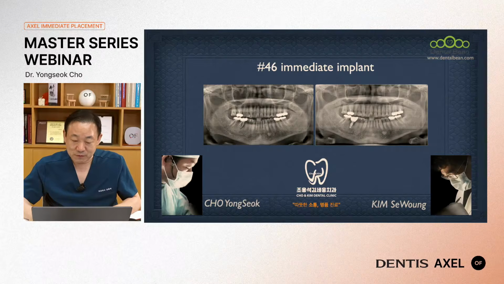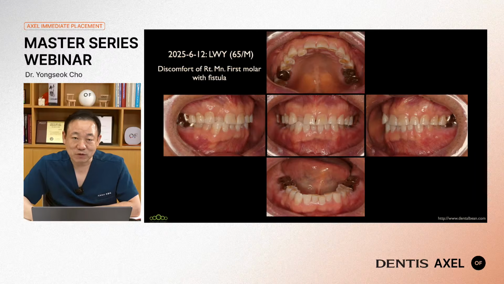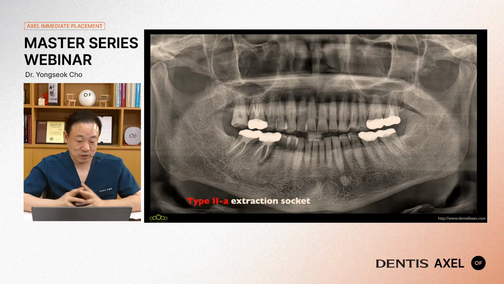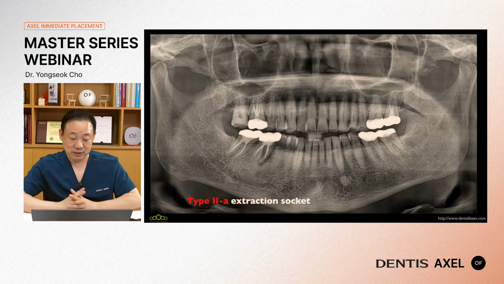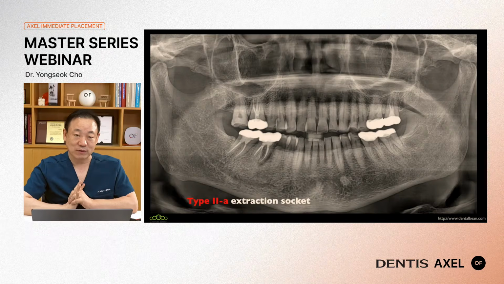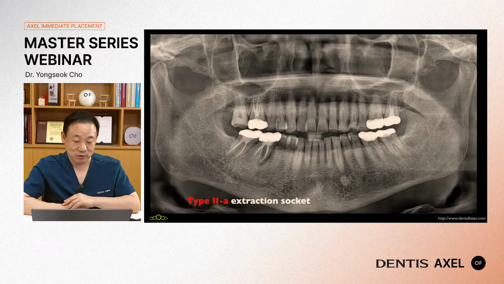Here is a 46 immediate implant case. Because of discomfort of the first molar, which has a fistula. It looks like this. On this panoramic radiograph, tooth 46 had undergone root canal treatment and was restored with a crown. A radiopaque region is observed in the medial root area. Maybe it is a fracture of the root. This is a type 2 extraction socket.